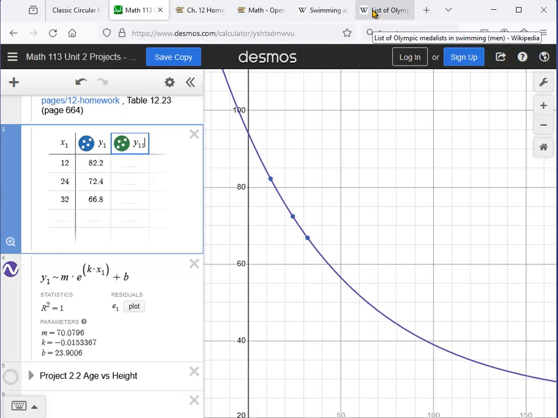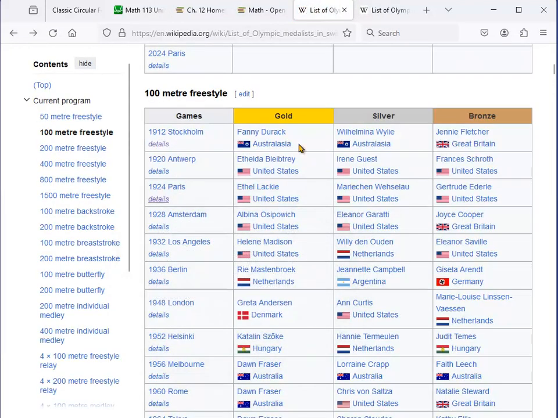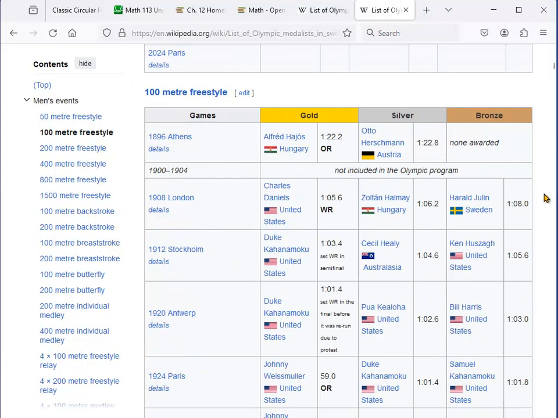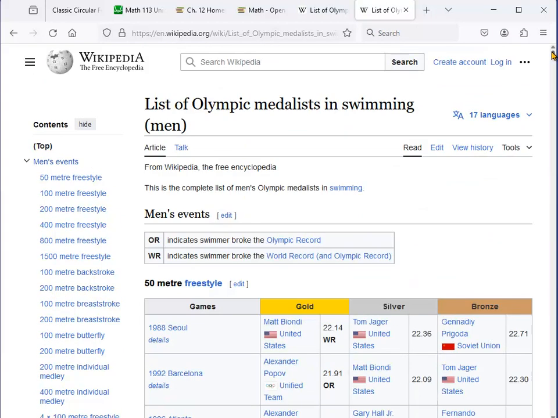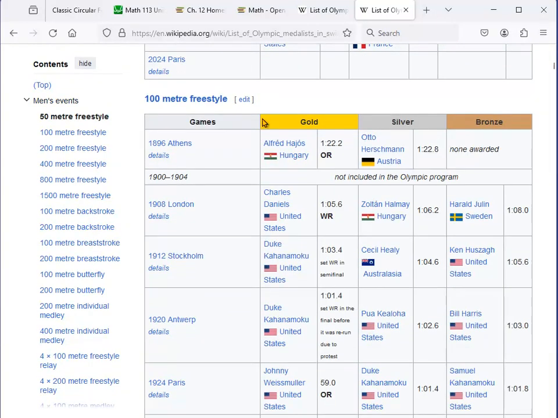Well, these men's are just as easy to find. So if this is the women's here, I'm going to go back here. This would be a listing, unfortunately, without the times, 100 meter freestyle. And then here is the men's, which then the title you can see is List of Olympic Medalists in Swimming, men. Scroll a little bit down, 100 meters. Here, fortunately, they actually did put the times up front.